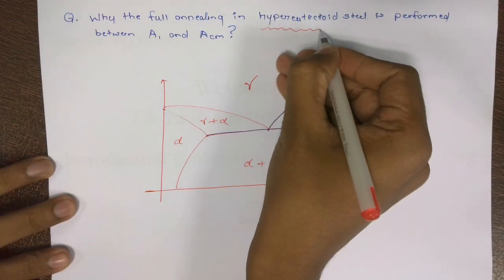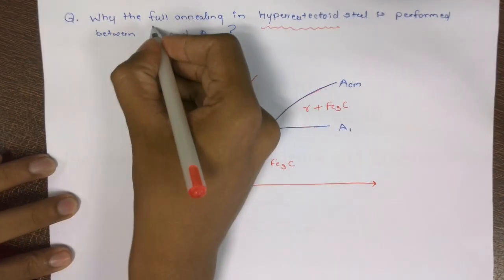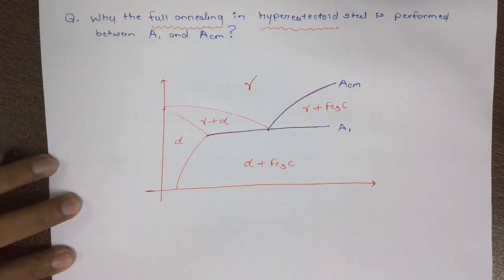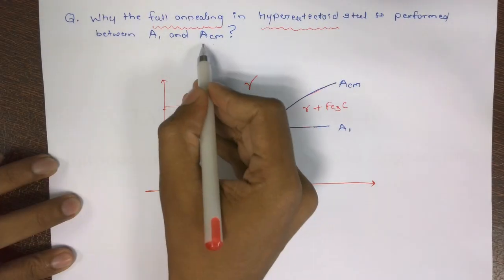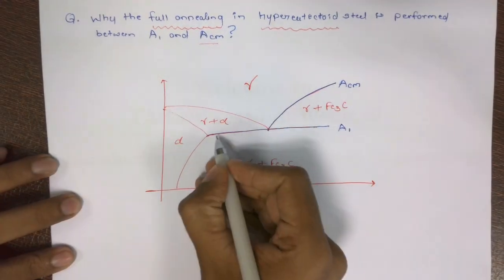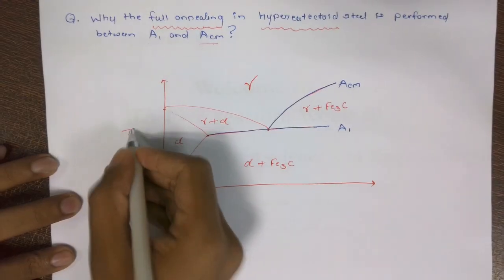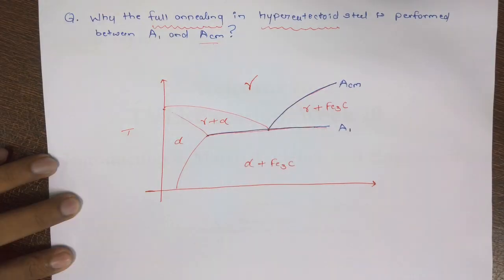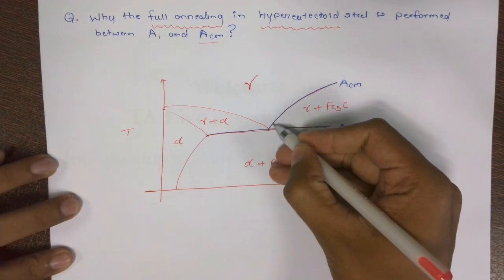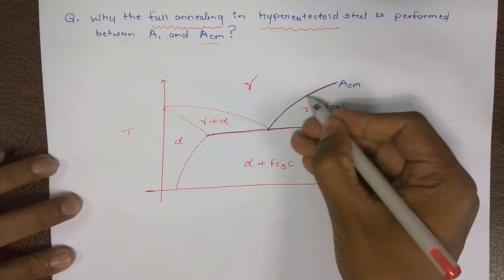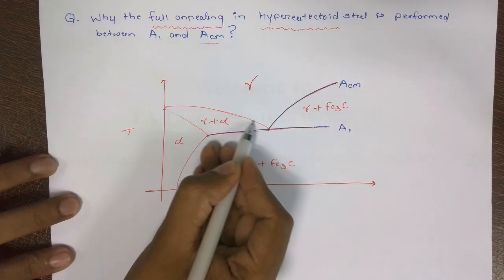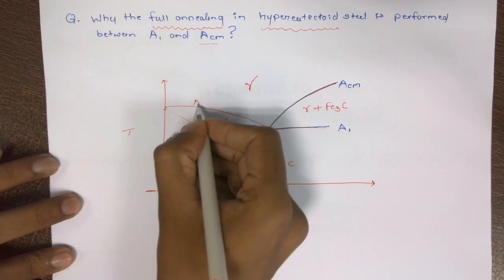Hypereutectoid steel is there, and we are talking about full annealing. What is the meaning of these two things, A1 and ACM? A1 is a line, a temperature; this particular line we call A1. ACM is this one. Okay, this is ACM. And this one we call A3.